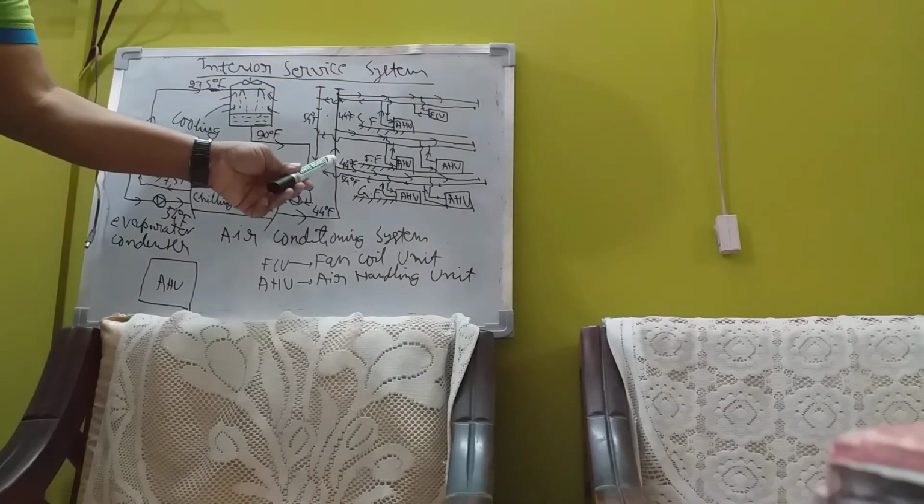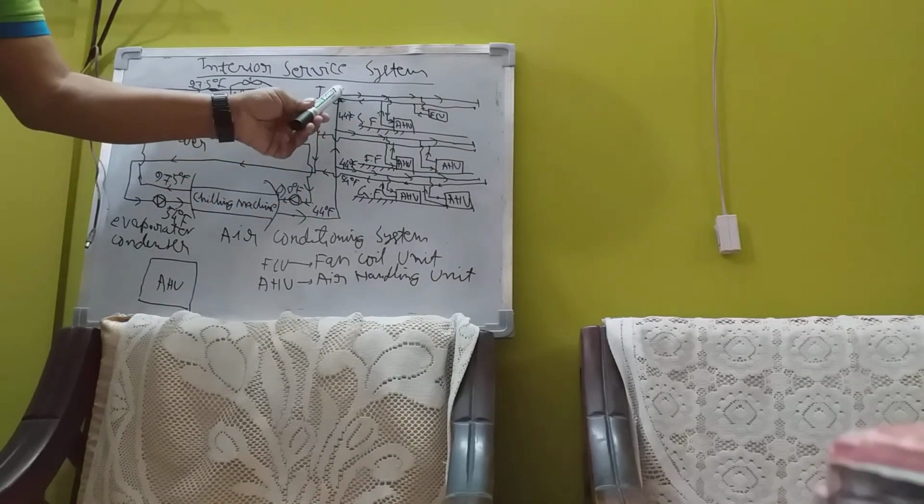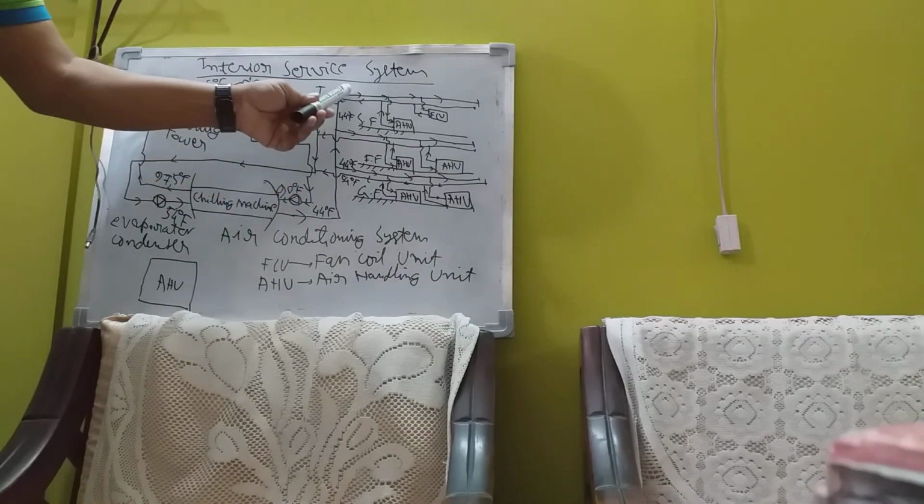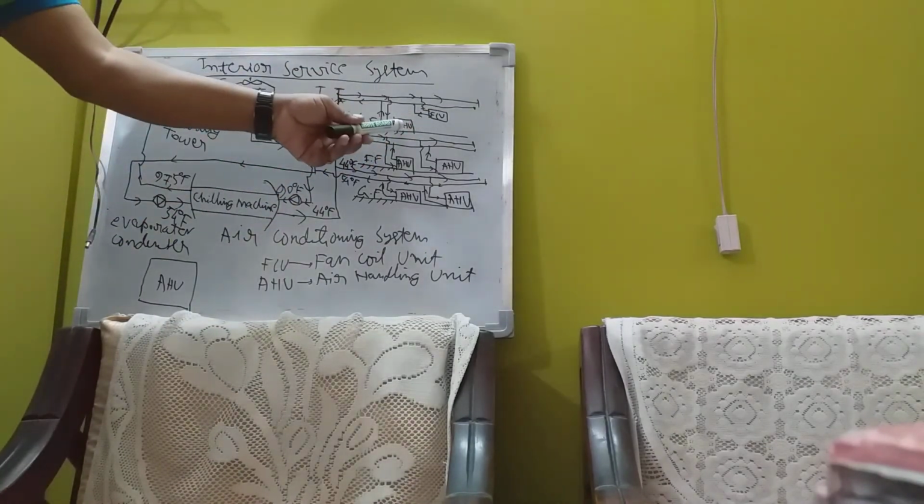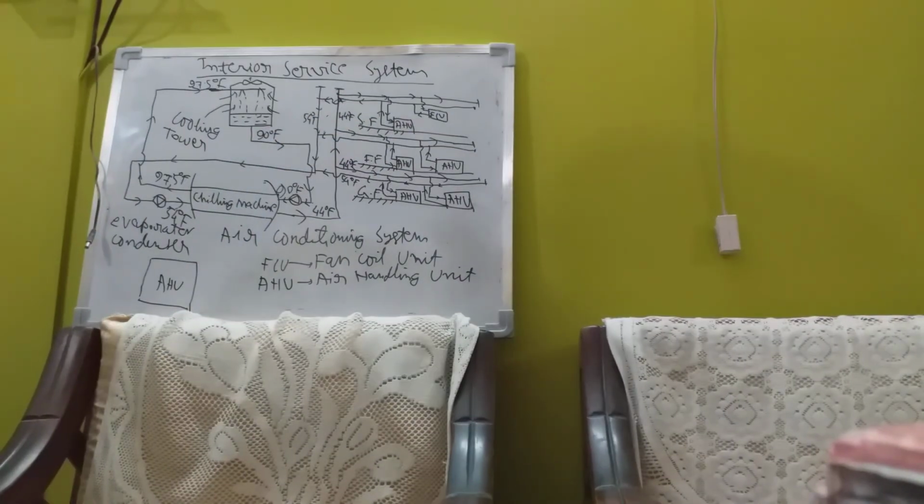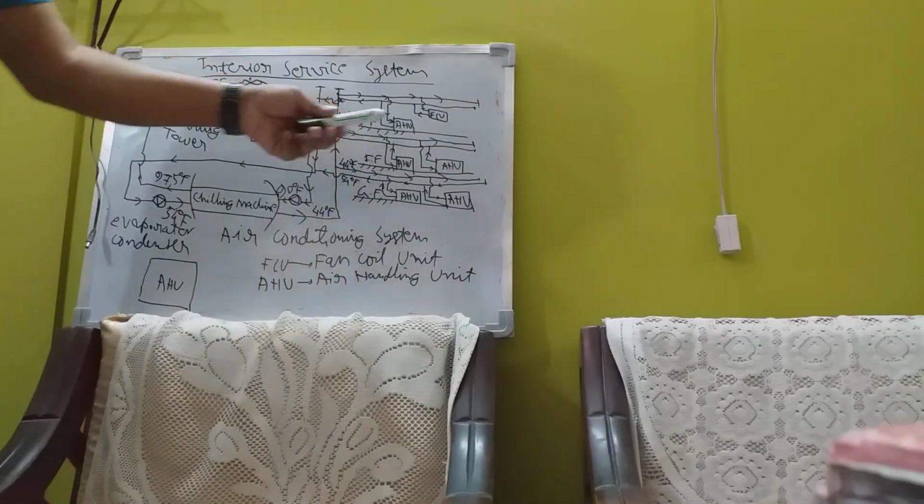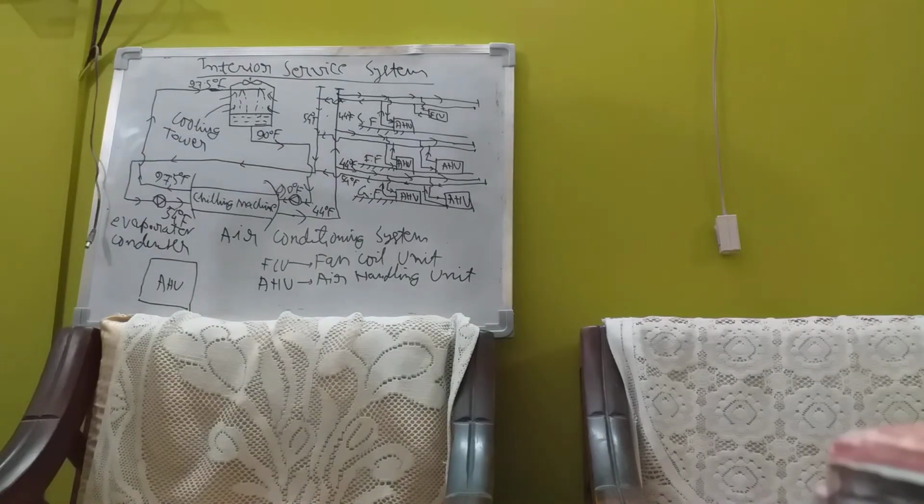Water at 44 degree Fahrenheit comes along this line and supplies to AHUs and FCUs. In the AHU, FCU, air is passed over this chilled water, which is at 44 degree Fahrenheit. That air becomes cold or chilled and is supplied to the room, and so you feel the cooling effect in the hot summer.